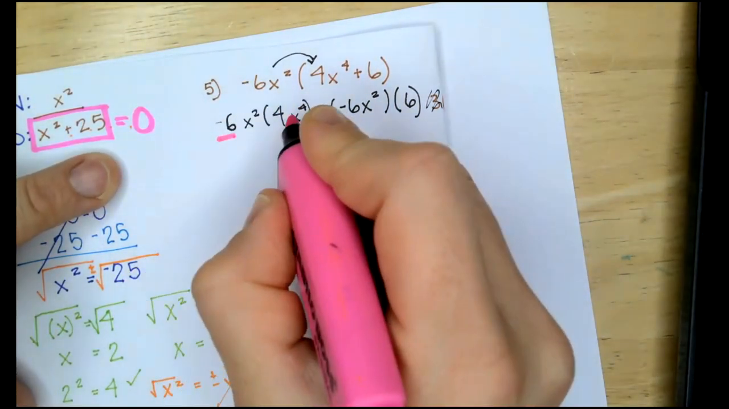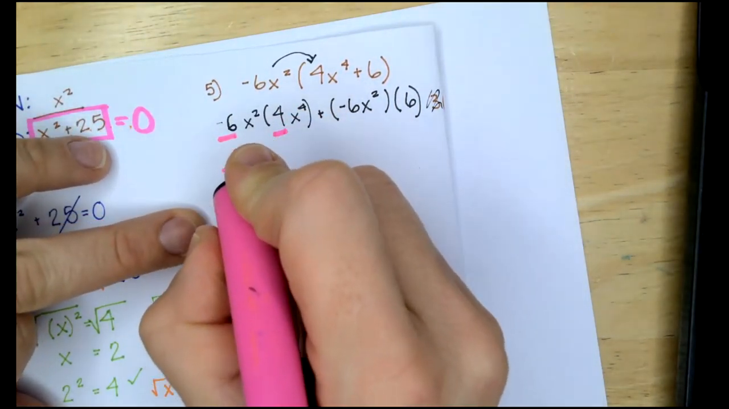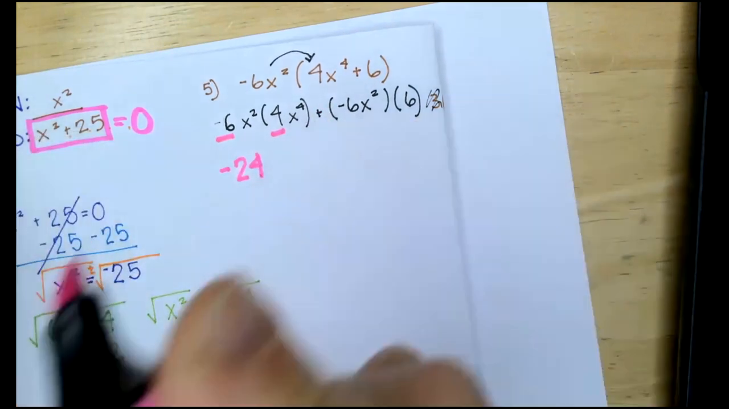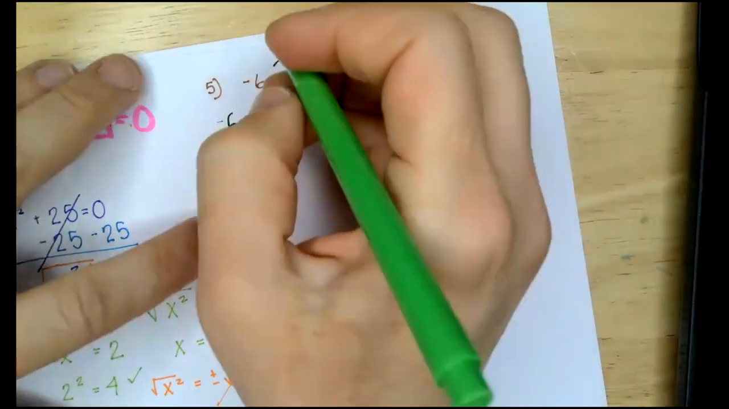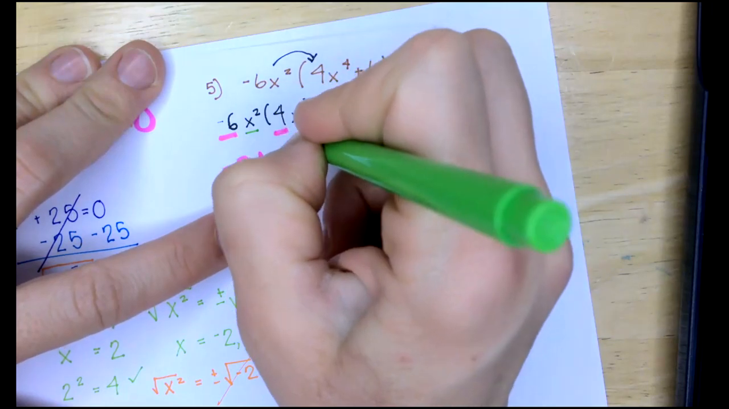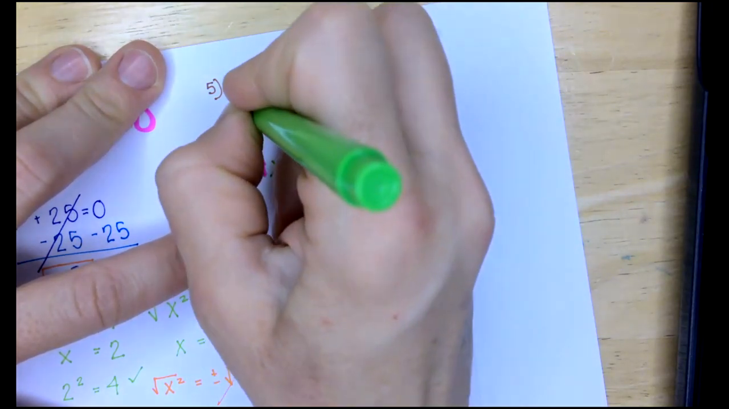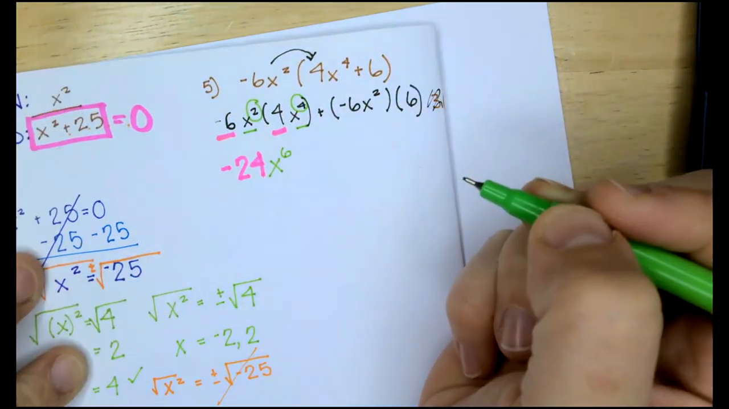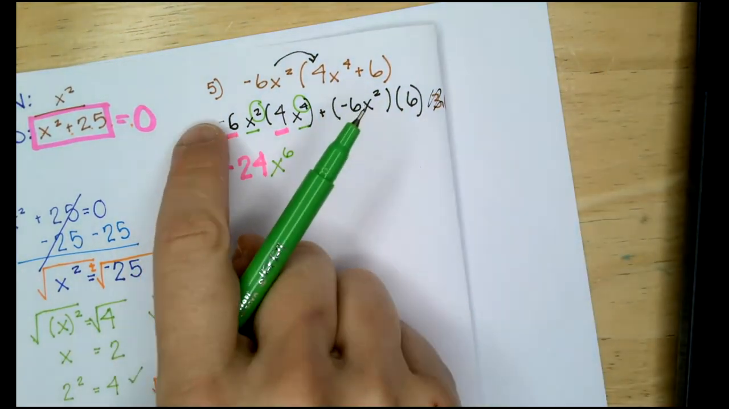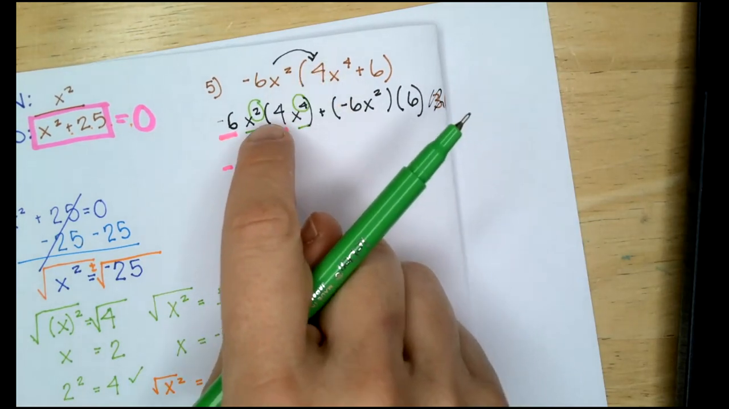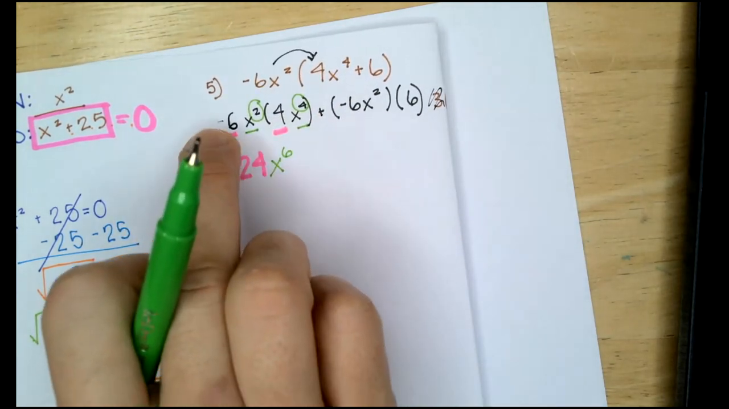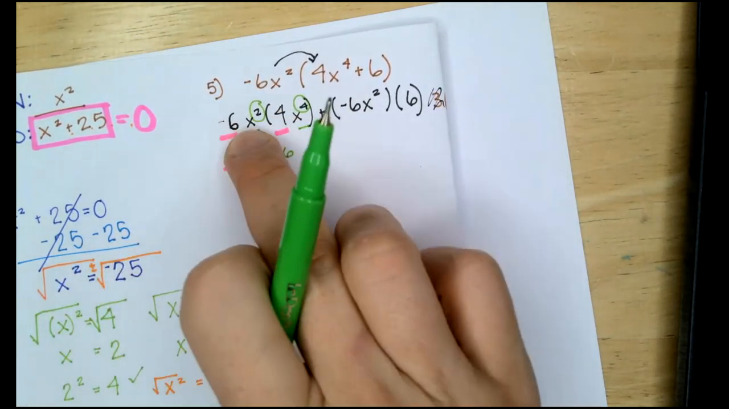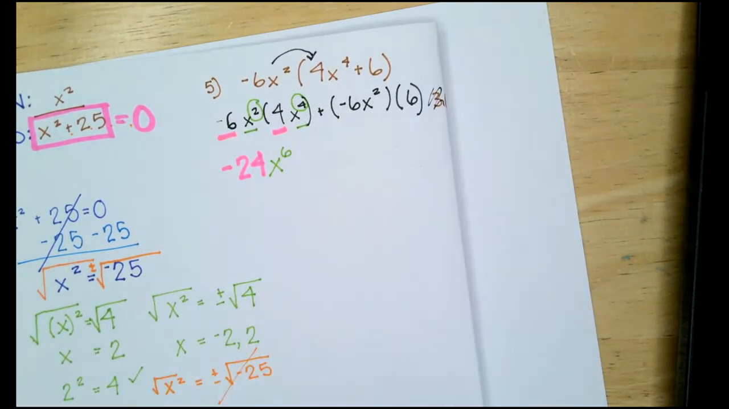Just look at the numbers. A -6 and a 4 become a -24. X squared and x to the 4th, you're just adding those. So we have a 2 plus a 4 become a 6. That's your first term. You're done. All right, you got the negative times the positive. So a negative times a positive is a negative. 6 times 4 is 24. X squared times x to the 4th is x to the 6th.